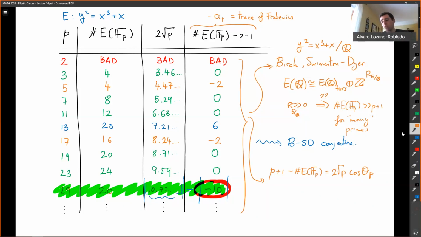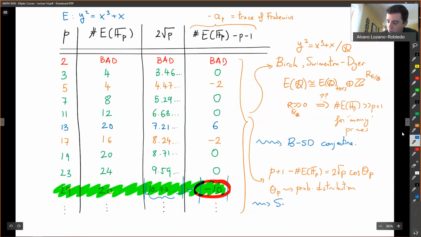So it turns out that if you look at the distribution of those thetas, you find out that the distribution is really nice. There is a probabilistic distribution that appears for all the elliptic curves. In fact, there are 2 types of distributions. Elliptic curves with CM are going to have one distribution, and elliptic curves without CM are going to have another distribution. Then you come up with what's called the Sato-Tate conjecture, that tells you exactly what that distribution should be.